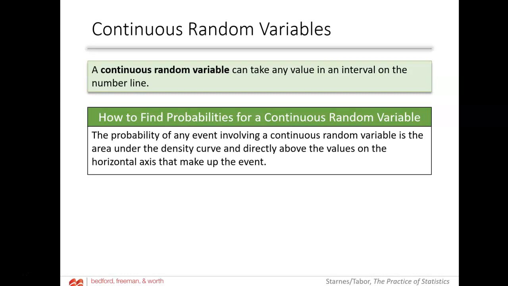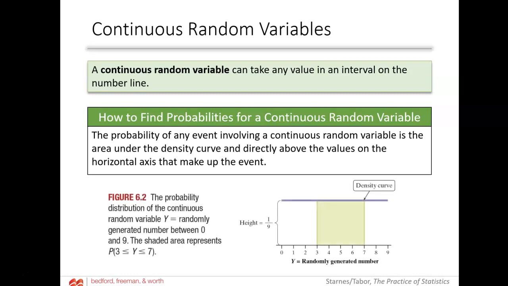The probability of an event involving a continuous random variable is the area under the density curve and directly above the values on the horizontal axis. So my friends out in calculus, you know you do a lot of this in calculus if you've already had part of calculus. Finding area under the curve is a huge portion of calculus. Well, sometimes we have a probability distribution for a continuous variable that looks like this. Now, my third grader could find the area of this density curve, kind of. Maybe with a little help from mom.